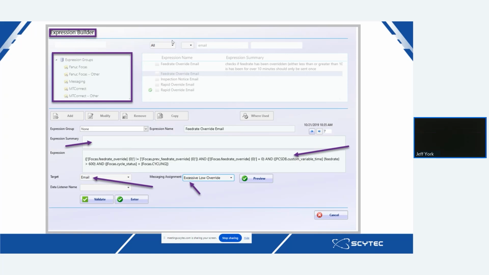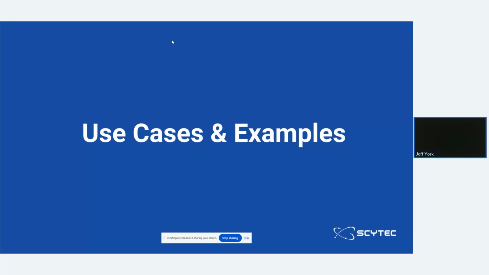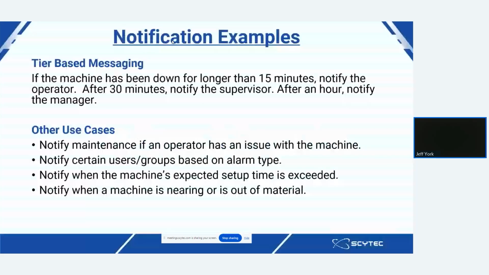You will get that email alerting you of that shop floor event. Next, we will discuss use cases and examples for these notifications based off of your expressions.